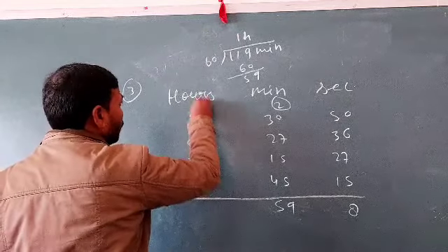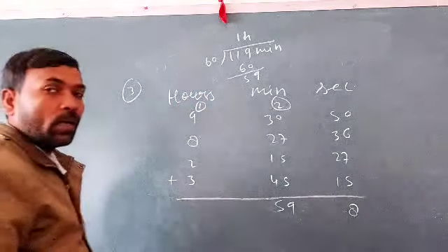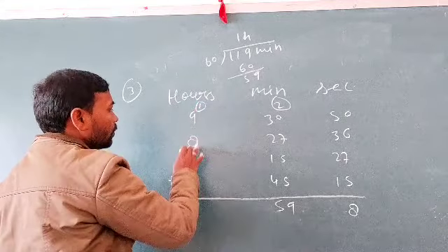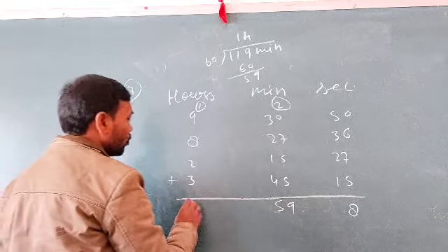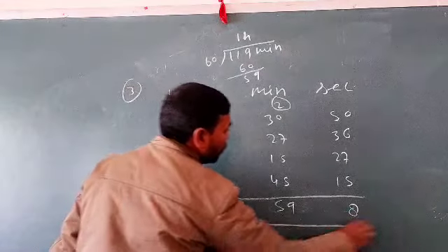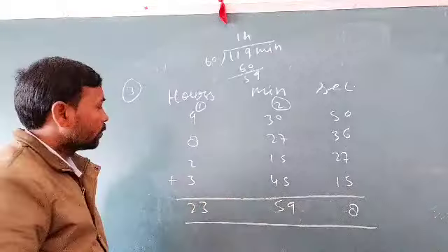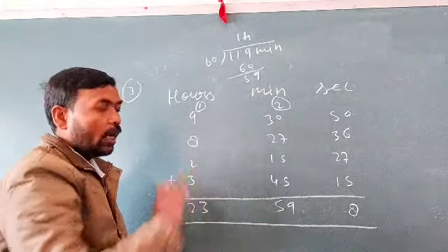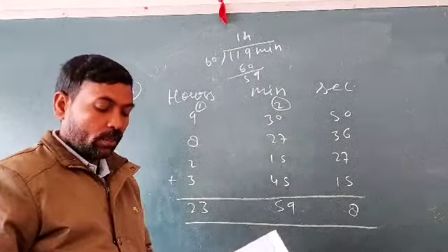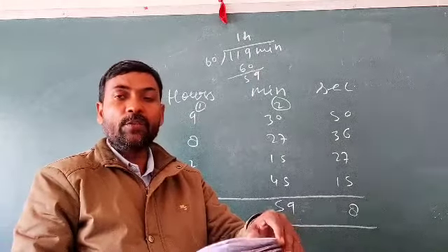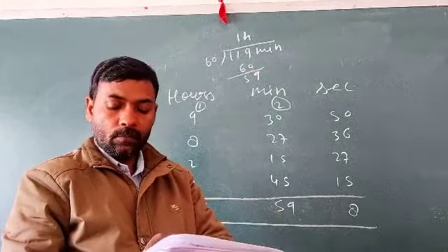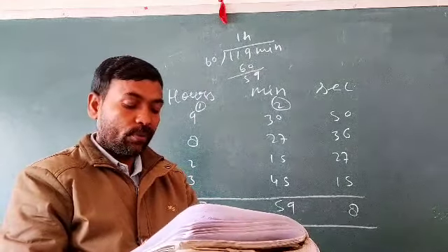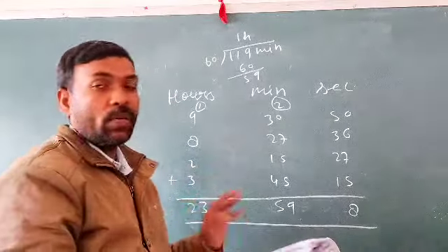And we have to add 1 hour in the hours column. So 9, 1, 10, 10, 10, 20, and 3, 23. So the final answer is, children, 23 hours, 59 minutes and 8 seconds. Okay, and similarly you can complete question number 4. Dear student, these questions I did not send in the PDF, so you can solve them by watching the video.